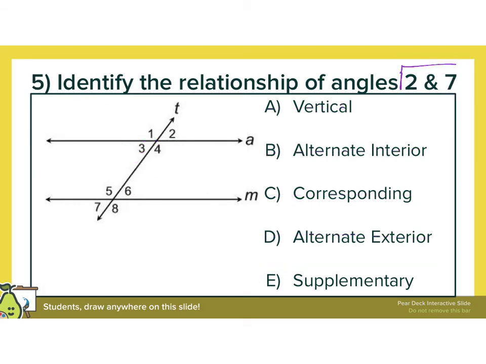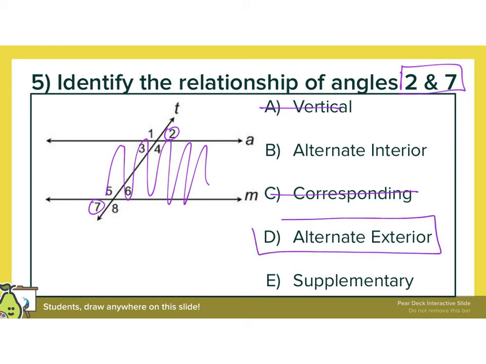Angles 2 and 7. So 2 is here, 7 is there. They're on opposite sides, so not vertical, not corresponding. I think they're going to be an alternate. They're not in between, so they're not alternate interior. They're on the outside. That makes them alternate exterior. They would be congruent. One more.